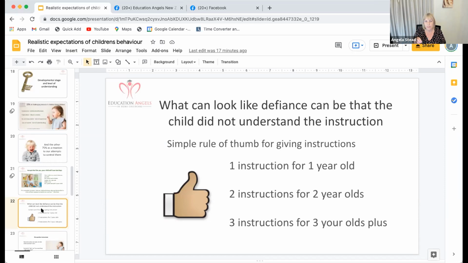And as a rule of thumb, that's enough information for each of those ages or stages of development to retain in their head and follow through with the instruction without getting distracted and going off to do something else. And sometimes that might happen too.